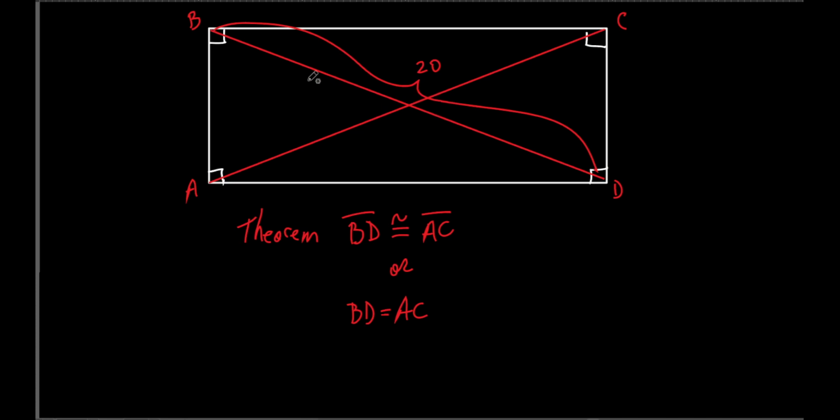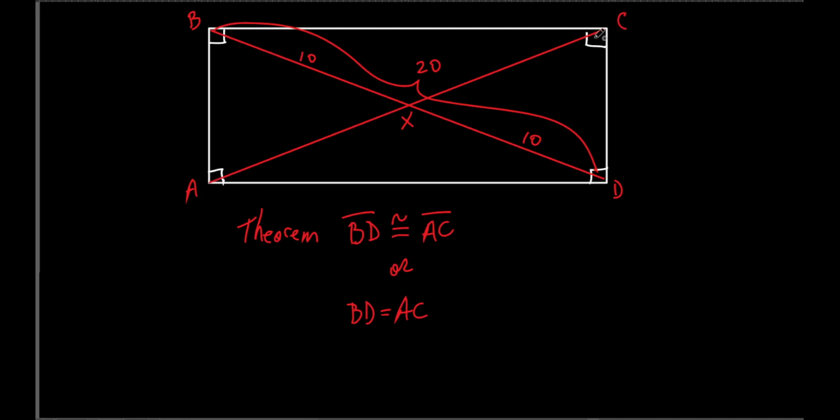Now, let's just use that number right there. Let's call this point X. What would the length of BX be equal to? It'd be 10, because you know a rectangle is a parallelogram, so the diagonals bisect each other. If you know the whole thing's 20, then you know that BX is 10 and XD is 10. All right?